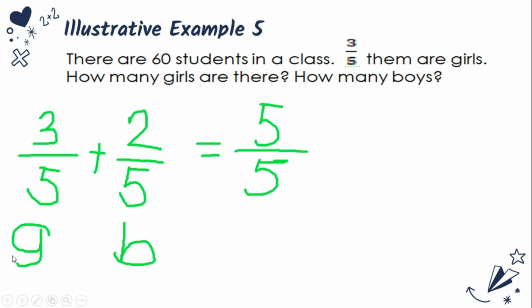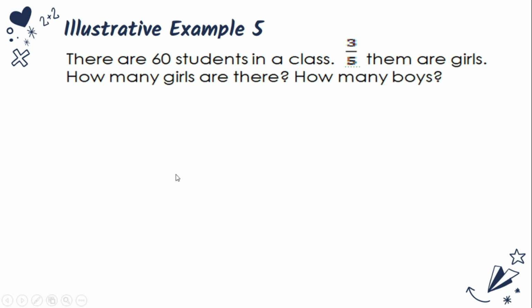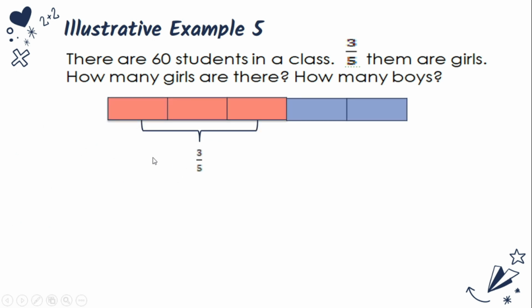3/5 para dun sa girls, 2/5 para dun sa boys para makuha natin yung kabuuan na 5/5 or isang buong klase nila, one whole. Therefore, we can say na 3/5 is for the girls and 2/5 is for the boys. Tingnan natin. Sabihin natin ang isa nito ay 1, 2, 3, 4, 5. Yan yung kabuuan, di ba? Kasi we're looking for 5/5.